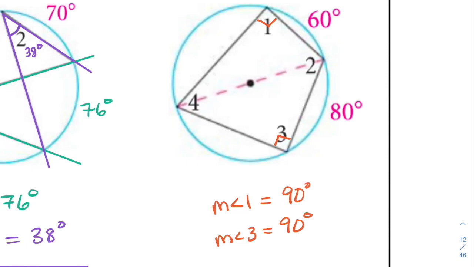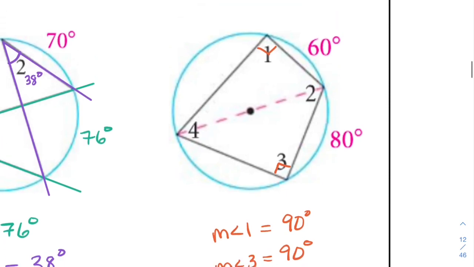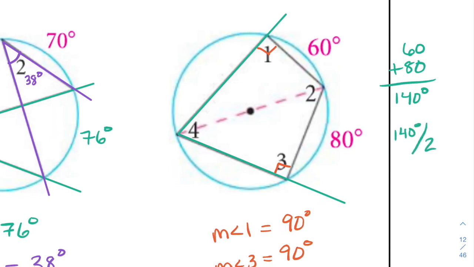Now, can you find the other arcs? You can. There might be an easier way to do this, though. I'm looking and I see right away that angle 4 is composed of both of those arcs. And I know that 60 plus 80 is 140 degrees. So 140, if I find half of that, I'm going to get 70. So angle 4, I can quickly find out is 70 degrees.